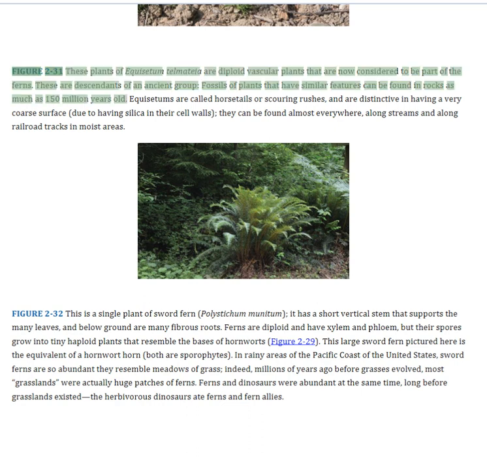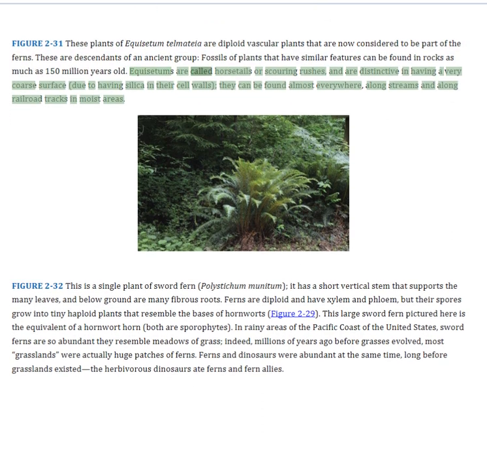Figure 2:31. These plants of Equisetum telmateia are diploid vascular plants that are now considered to be part of the ferns. These are descendants of an ancient group. Fossils of plants that have similar features can be found in rocks as much as 150 million years old. Equisetums are called horsetails or scouring rushes, and are distinctive in having a very coarse surface. They can be found almost everywhere, along streams and along railroad tracks in moist areas.